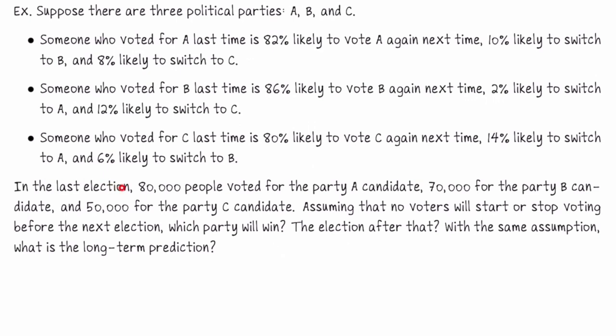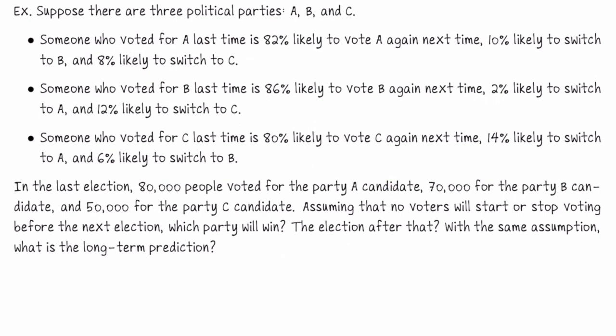Suppose in the last election, 80,000 people voted for the Party A candidate, 70,000 for the Party B candidate, and 50,000 for the Party C candidate. Assuming we're just going for the largest number, that would mean that A would have won the last election.